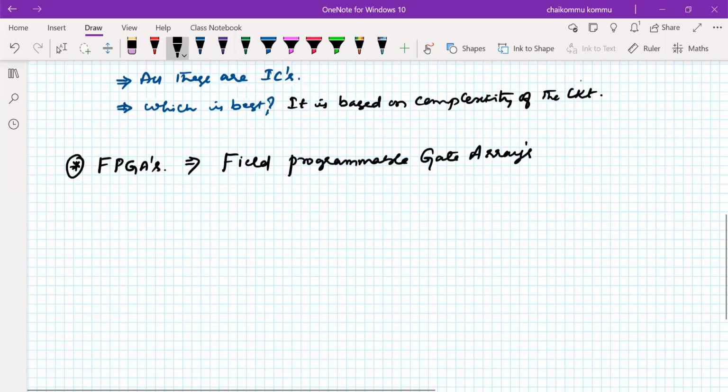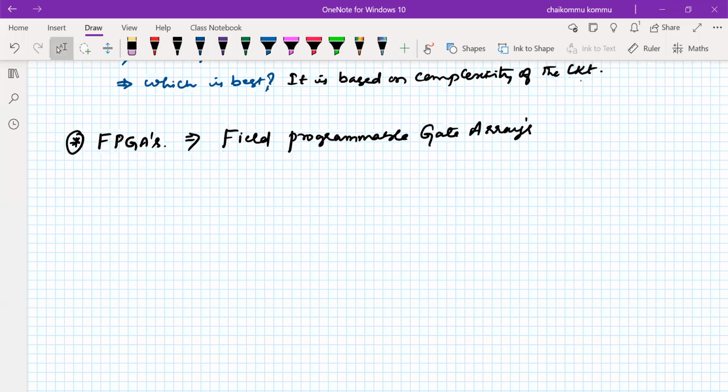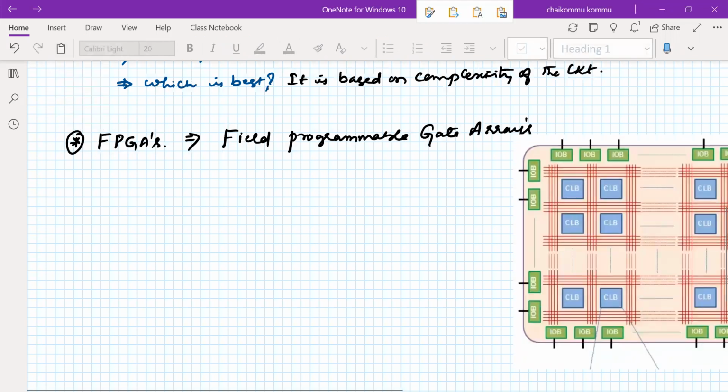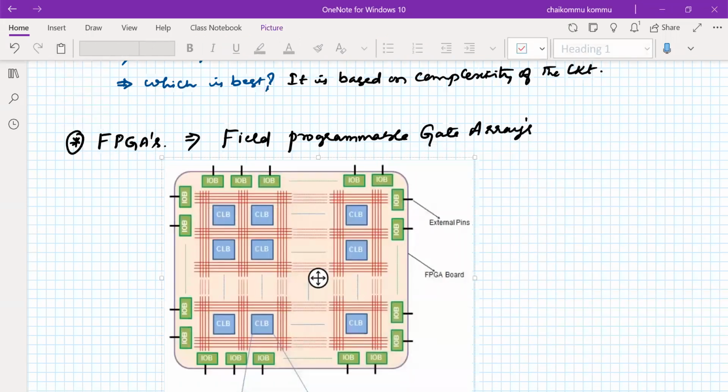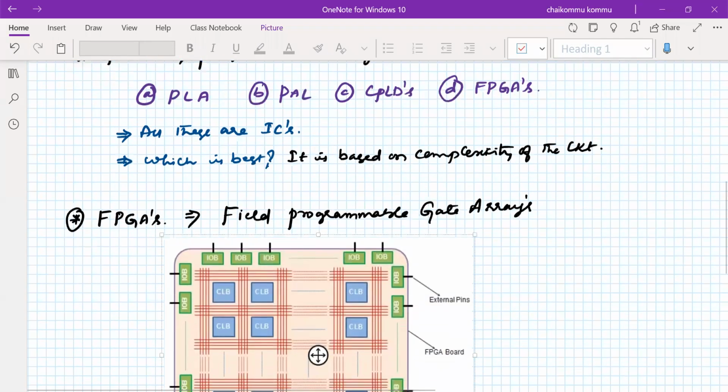How does it look? For example, how does an FPGA look? I'll show you the diagram for that so that it will be useful. An FPGA is something like this. So I copy and then paste it here. The FPGA is essentially something like this. So don't forget about that.